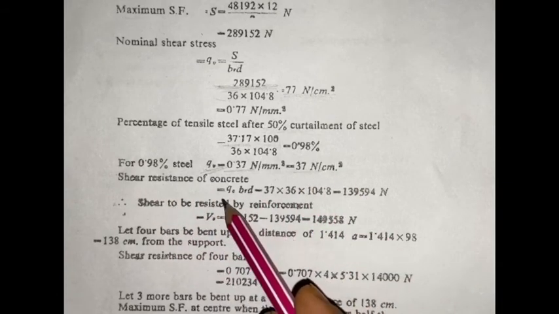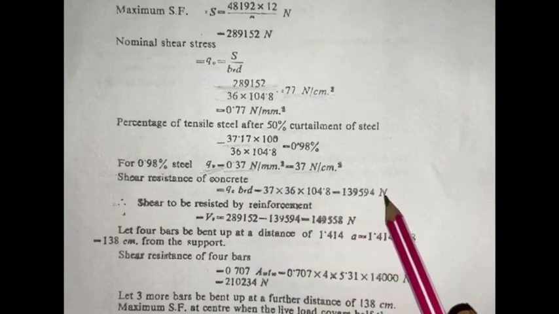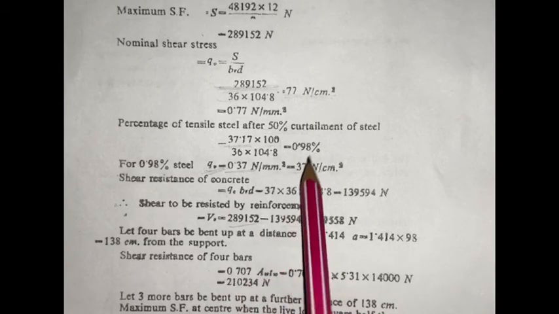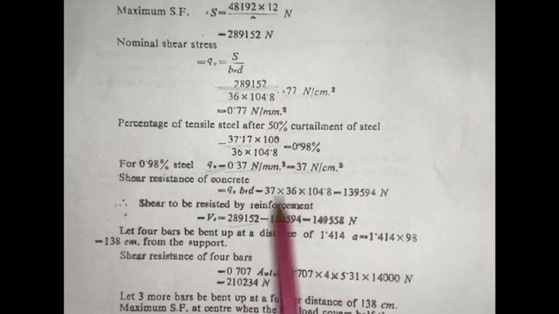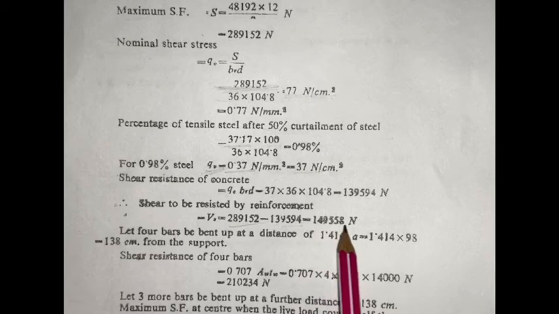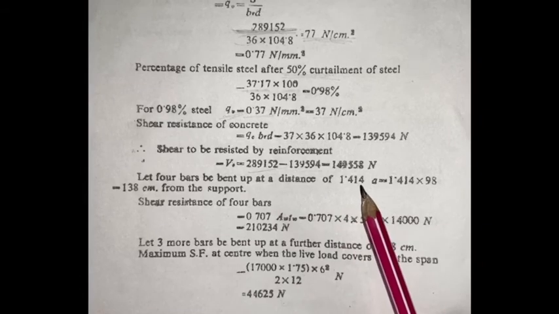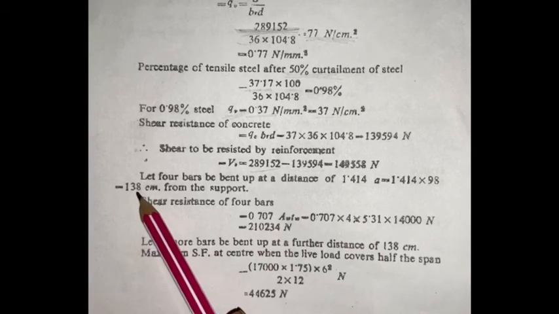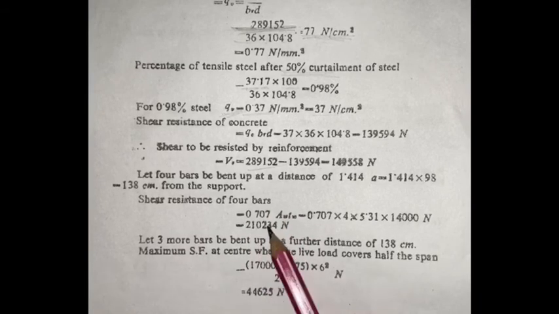Shear resistance of the concrete tau v b d, that is 37 into 36 into 105, that is 139,594. Shear to be resisted by reinforcement, that is Vs, we have this minus this, shear force minus shear resistance. Now we will get 149,558 Newton. We will provide bent up bars, so at a distance of 1.4 meter, a equal to 1.41 into 98, so we have 138 centimeter. So from the support, shear reinforcement of 4 bars we have 21023 Newton.